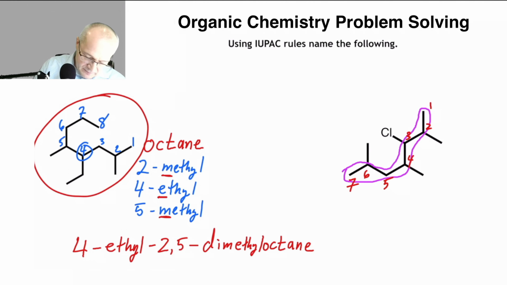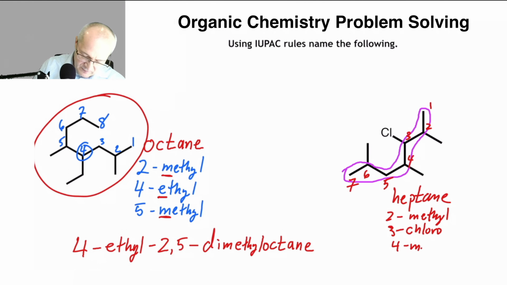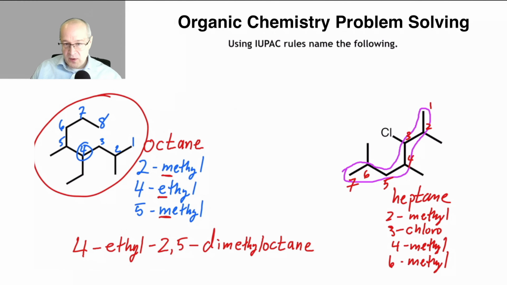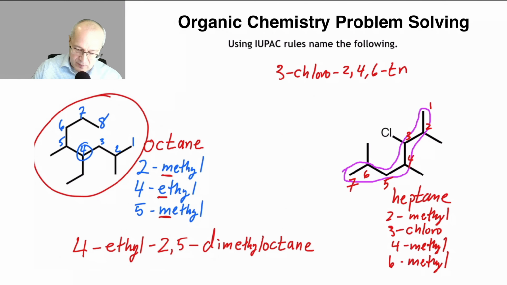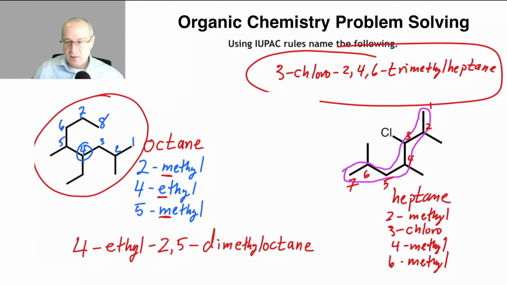So this is a heptane, 2-methyl, 3-chloro, 4-methyl. So that's all the substituents and where they're located. Now let's put it all together. Well, C comes before M, so it's going to be 3-chloro dash. Now we have a methyl at 2, 4, and 6. 2,4,6 dash trimethyl. And this is a heptane. And that's how you would name that particular molecule.